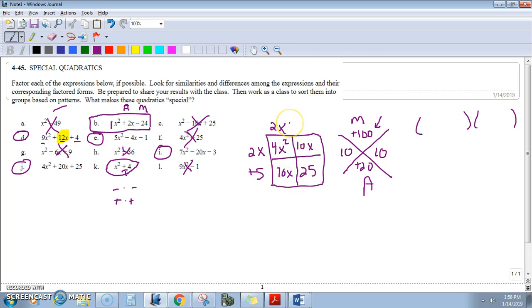That 2x already has the x. And 2x times +5 here. Oh, look, we've got another one of those with exactly the same factors, right? So we have 2x plus 5, 2x plus 5. So it is 2x plus 5 squared.